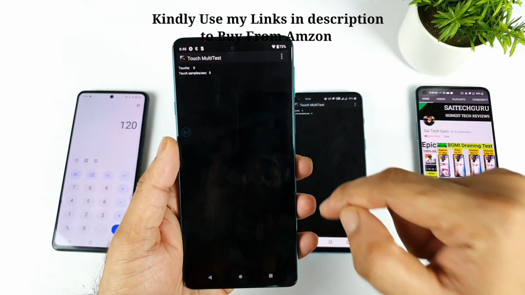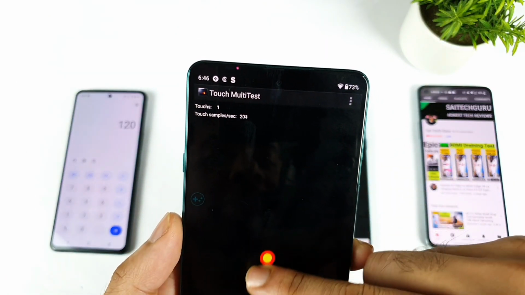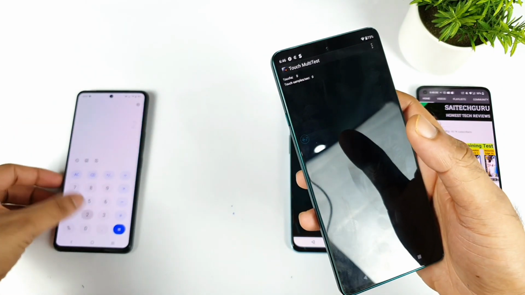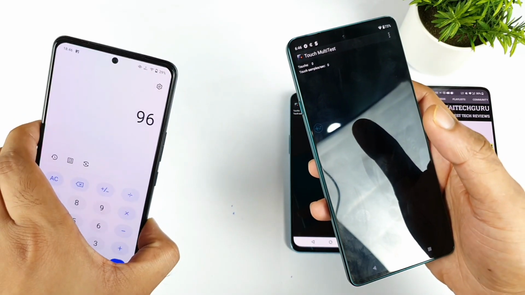But in the Moto X20 the same thing is happening. So right now we are getting a very low value, close to 240. Okay, 240. Let me calculate. 240 minus the 144 Hz refresh rate, so 96 Hz touch sampling rate.